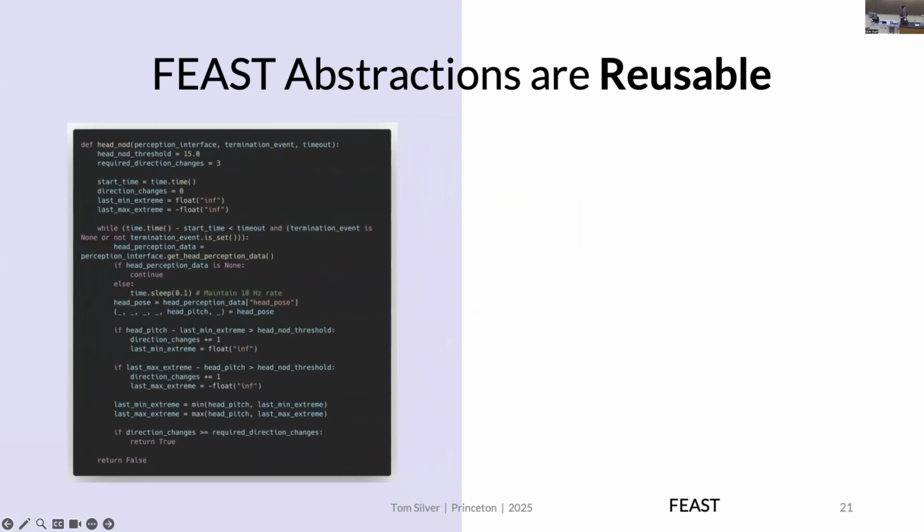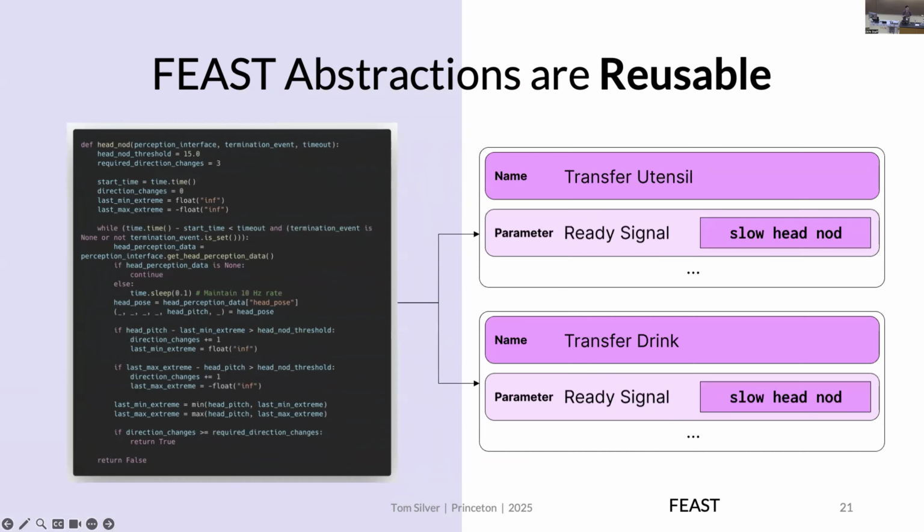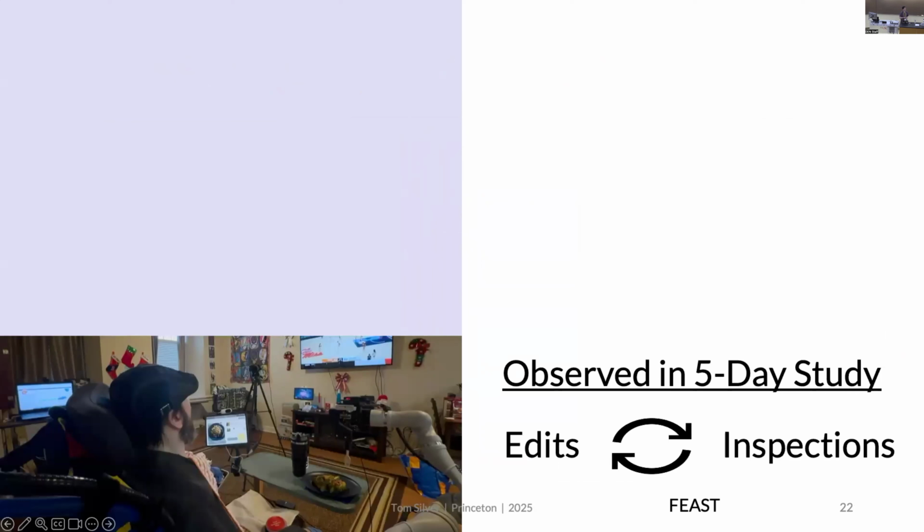Once we have this explicit abstraction, it can be reused. So for example, the same gesture could be used to indicate to the robot that the user is ready for another bite of food or for another drink. Another cool thing that we observed in our 5-day in-home study was that by enabling users to do these edits and inspections, they become better and better at personalizing the system to meet their needs.